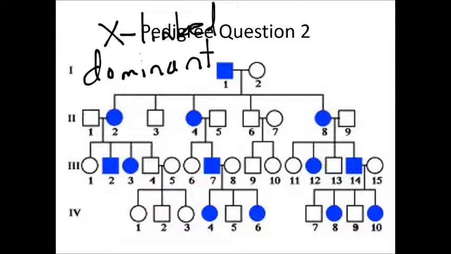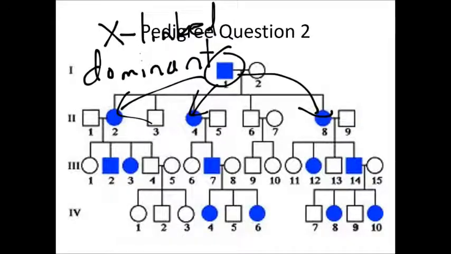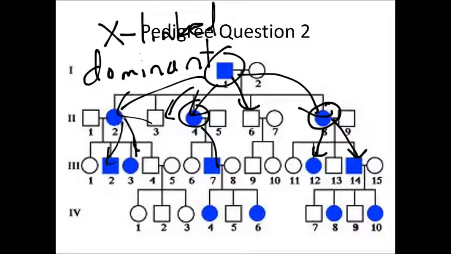Now just to make sure, let's look at who can pass the trait on to whom. This father passes it to daughter, daughter, daughter. Passes it to every daughter. But notice, he does not pass it to sons. Affected females can pass to daughters and sons. You see that all over the chart.